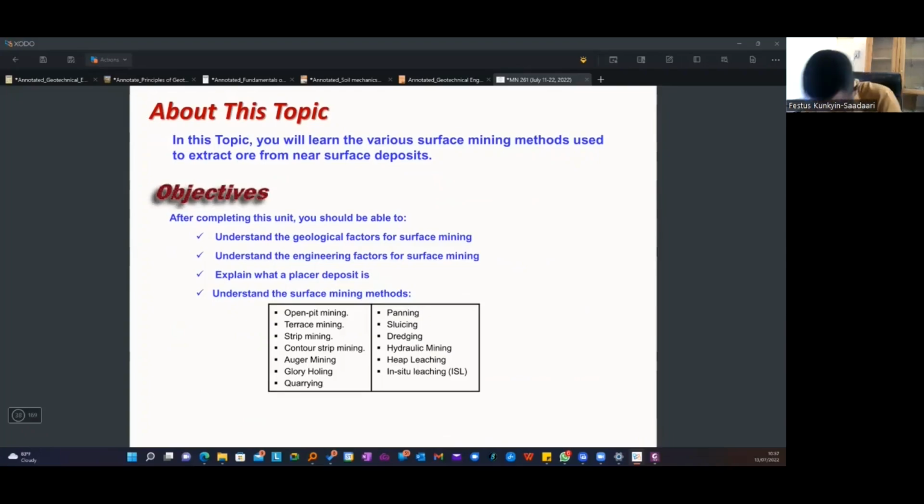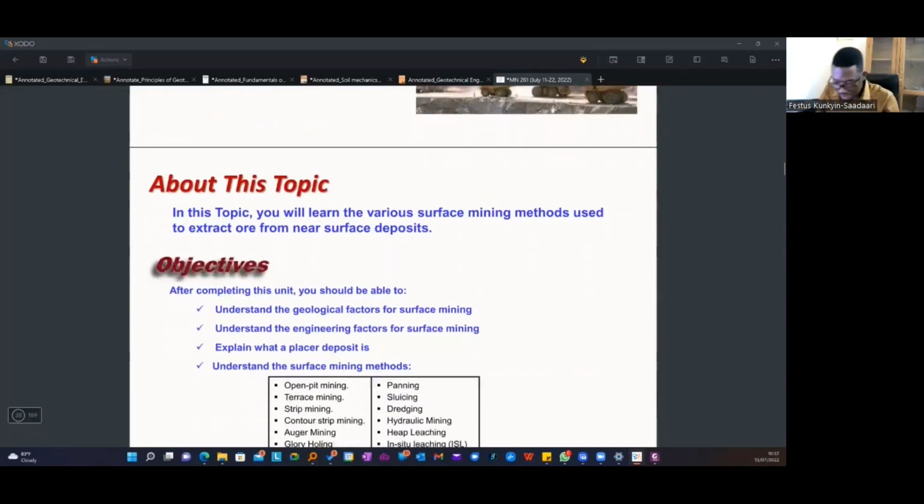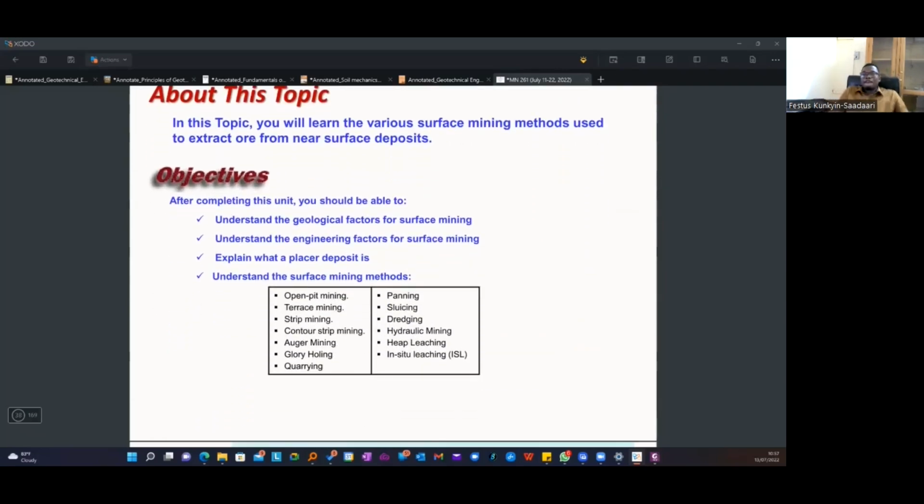So now let's talk about surface mining methods. With surface mining methods, in this topic, you will learn about the various surface mining methods used to extract ore from what? Near-surface deposits. If you want to extract minerals from a deposit that is close to the surface, you use surface mining methods.